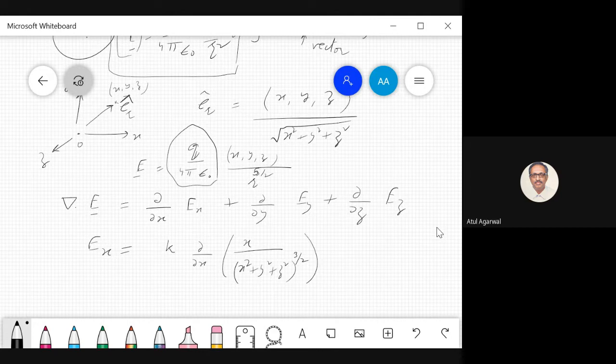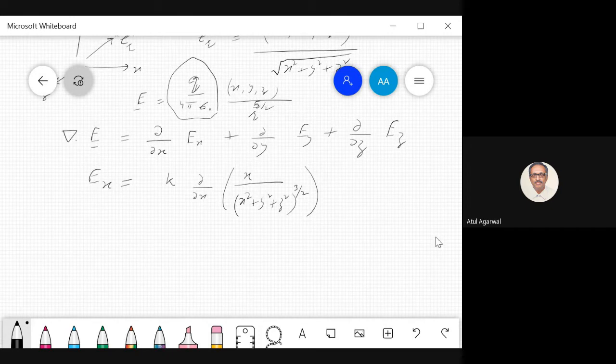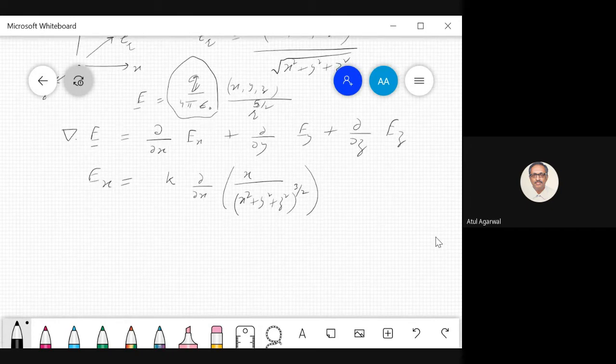So you want to find this derivative. How will you find it? We'll take y and z as constant and differentiate with respect to x. So some effort is required. Sir, we will replace x square plus y square plus z square by a constant t. Okay, let me do some hard work.